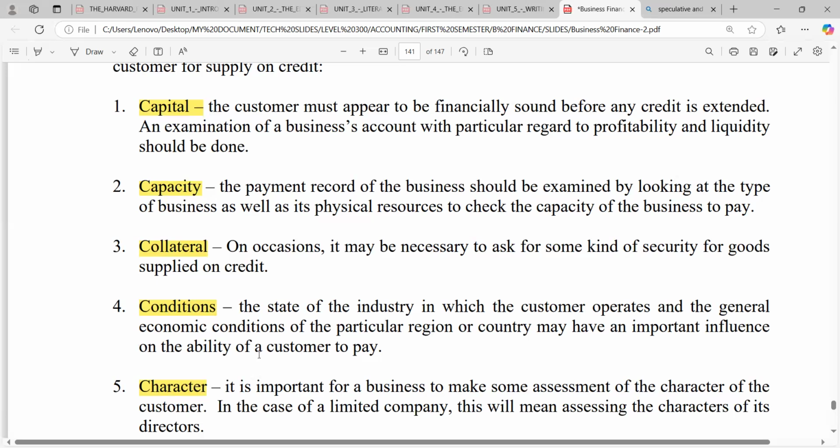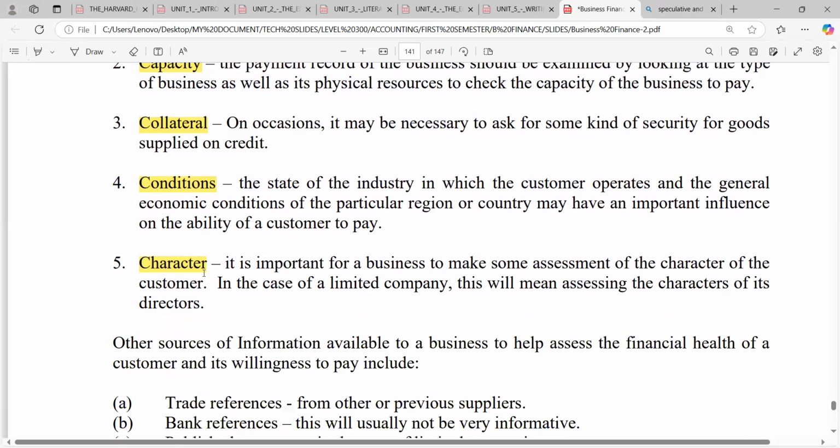So looking at the person, if the person is in the banking sector, would you want to give the items to him? If the person is in the education sector, would you want to give your items to the person? Then you also look at the last one, being the character. It is important for a business to make some assessment of the character of the customer. In the case of a limited company, this would mean assessing the character of the directors. When we say limited companies, we are looking at companies that float shares for people to buy, and then they have directors. So you need to know the attitude of the directors before you give the items to them.